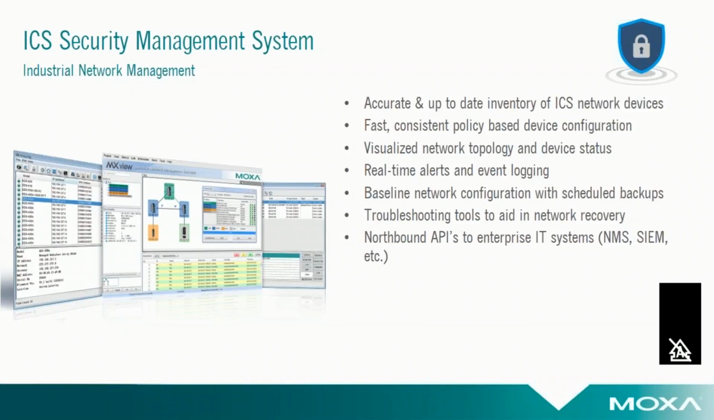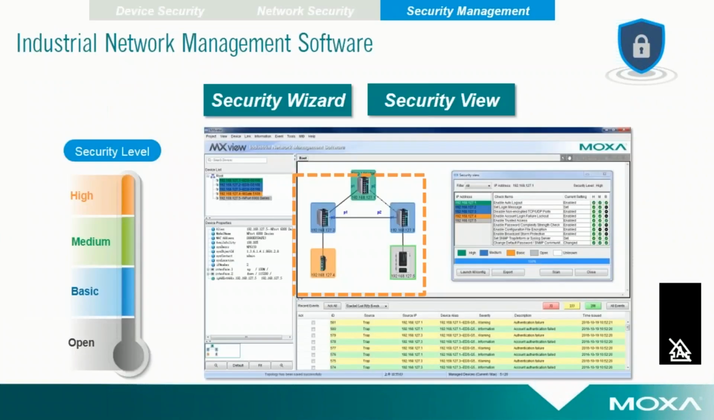They also often allow you some fast, easy way to deploy and verify security policy has been enforced in the devices. They give you visualized network topology and device status, real-time alerts and events logging, and they'll help you provide that baseline network configuration so that should you have a problem, you have at least a snapshot of what the network was supposed to look like, as well as the ability to schedule backups. They often also include troubleshooting tools to aid in network recovery, and many of them also provide northbound APIs to connect and share information with the IT systems, such as an IT network management system or a security information and management system.